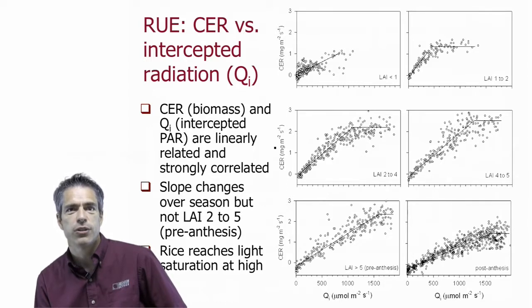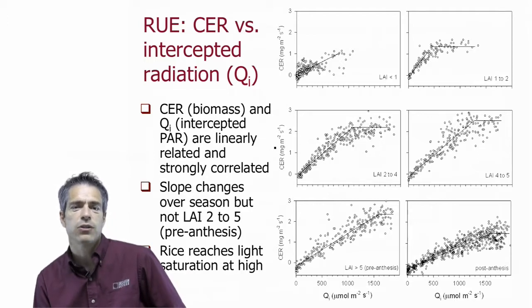Then we go from 1 to 2, and you can see 2 to 4, 4 to 5, greater than 5. And then I put one in for post-anthesis because I think that was really important: the rice head began to fill out. It changed the dynamics of the plant.